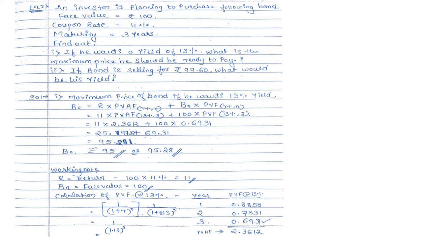So in today's class, we will see the next type of problem in the calculation of bond. Okay, so the next problem is: an investor is planning to purchase the following bond. Face value is rupees 100, coupon rate 11%, maturity 3 years. What they asked: find out if he wants the yield of 13%, what is the maximum price he should be ready to pay.